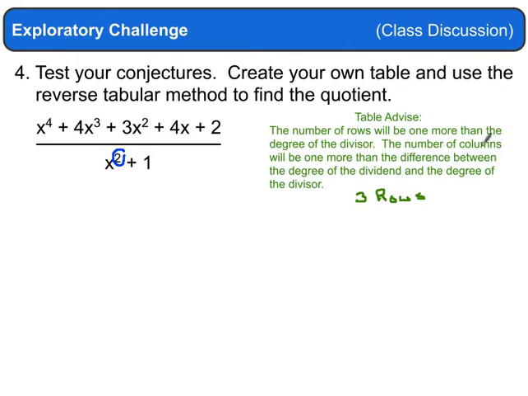So let's keep reading. It says the number of columns will be 1 more than the difference between the degree of the dividend and the degree of the divisor. So let's see, let's go back. Here's the degree of the dividend. The degree of the divisor is 2. So if we do 4 minus 2, we get 2, right? So we'll just make a note of that. 4 minus 2 equals 2. And then the number of columns is 1 more than the difference. So if we got a 2, if we go up 1 more, that means we're going to have 3 columns.